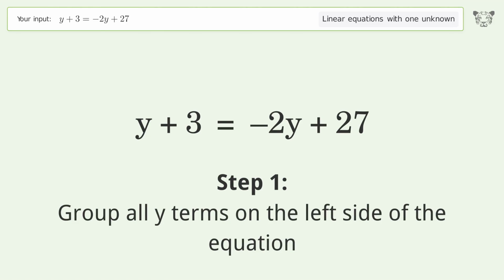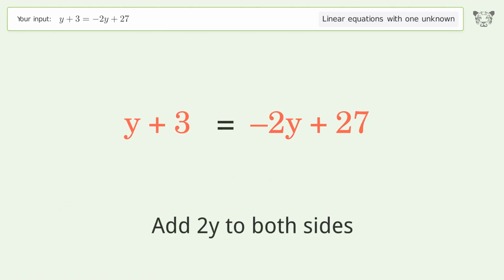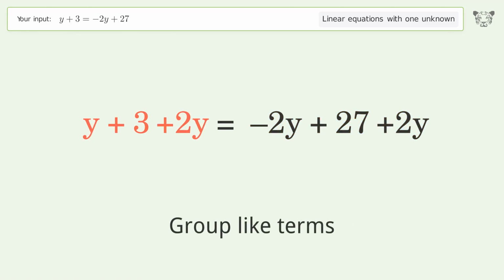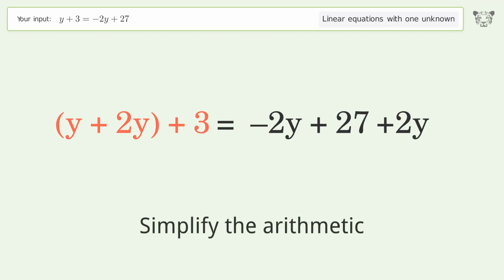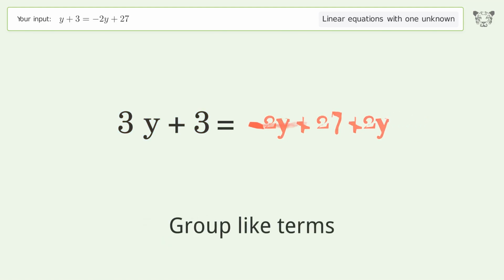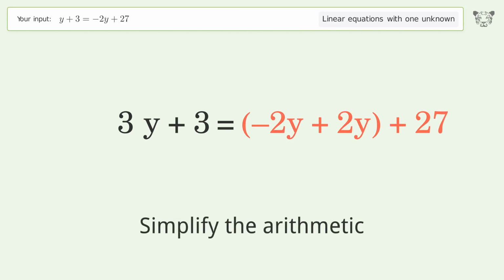Group all y terms on the left side of the equation. Add 2y to both sides. Group like terms. Simplify the arithmetic. Group like terms. Simplify the arithmetic.